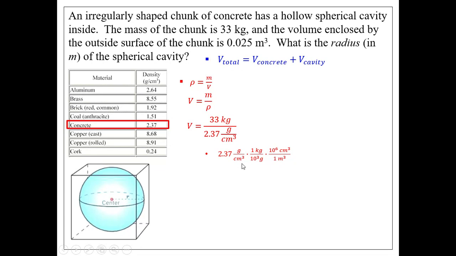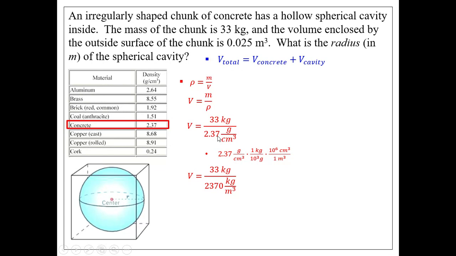Once again, for every 1 meter, there's 100 centimeters. But it's centimeters cubed, so you have to cube the 100. Cubing the 100 will give you 6 zeros, so it'd be 10 to the 6th. So if you do that correctly, you'll get about 2,370 kilograms per meter cubed.